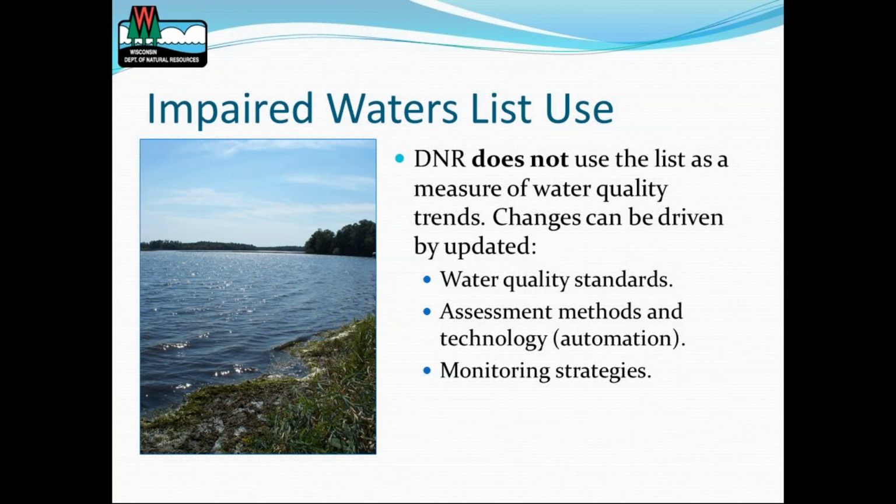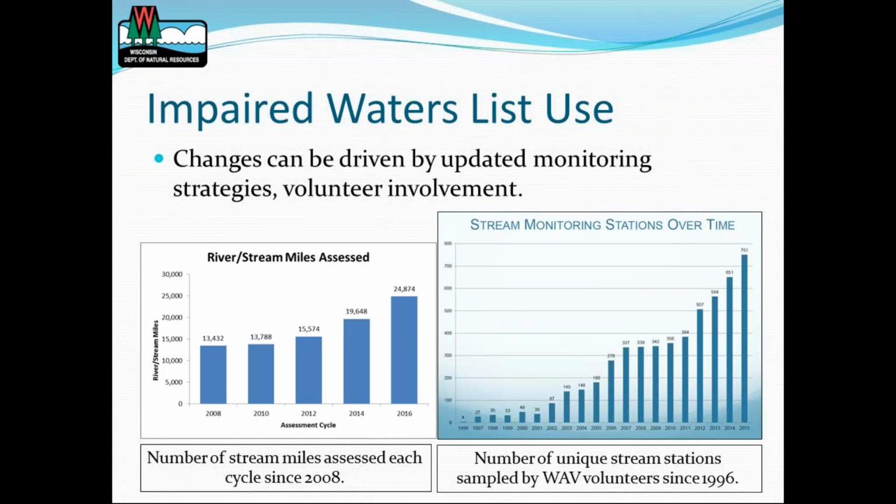Another change is assessment methods and technology, and another change could be monitoring strategies. So for example, changes in monitoring strategy or volunteer involvement let us assess a lot more waters. If you look at the graph on the left, on the y-axis is river stream miles, and on the x-axis is assessment cycle. I go from 2008 through 2016, and you can see that the number of stream miles we were able to assess for each cycle increased.